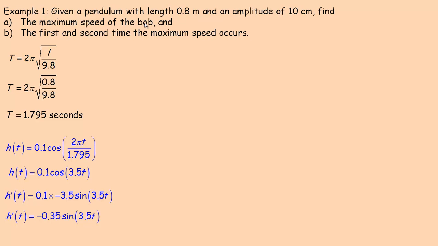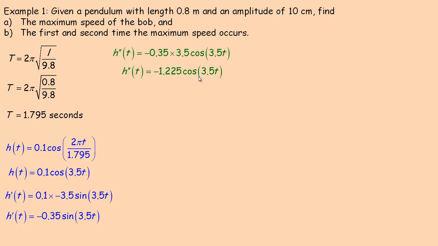So the maximum speed, well, what's the highest value of this? Because I want to find the maximum value of this, or if I want to find the minimum value, I would look at the next derivative. So we need the second derivative of this function. The second derivative would be the negative 0.35, times the derivative of sine 3.5t. The derivative of sine is cos, so cos 3.5t, and again multiplied by the derivative of 3.5t, which would be 3.5. Now simplifying, I'm going to multiply these together, so we get negative 1.225 cos 3.5t.